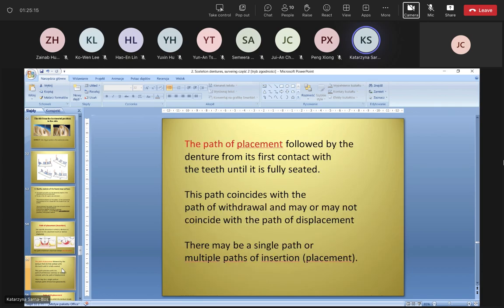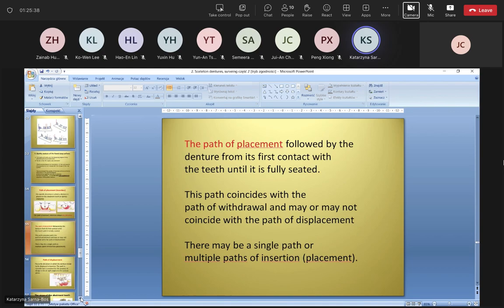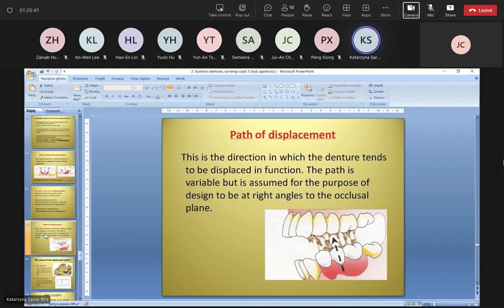And the path of placement is followed by the denture from its first contact with the teeth until it is fully seated. This path coincides with the path of withdrawal or may not coincide with the path of displacement. There may be a single path or multiple paths of insertion, so path of placement. And path of displacement, this is the direction in which the denture tends to be displaced in function. The path is variable but is assumed for the purpose of design to be at right angles to the occlusal plane.